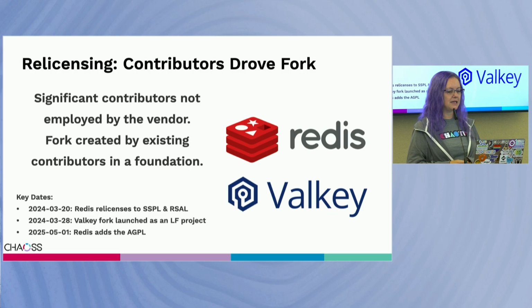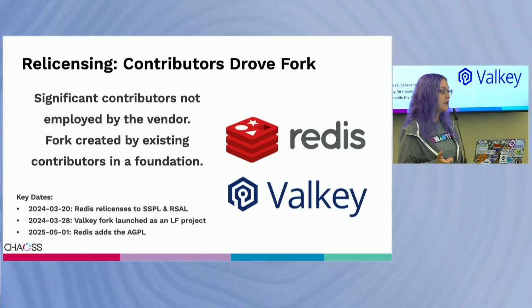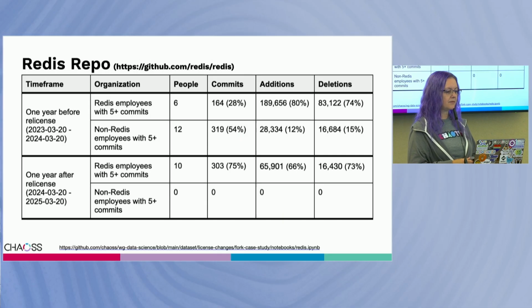So when that happened, the contributors forked the project and started a new project called Valkey. So this new project was started under the Linux Foundation. So again, from the start, it was under a neutral foundation rather than being started by a company. And even though Valkey is a relatively new project, I think the newest of all of these, you can already see how it's different than the previous examples.